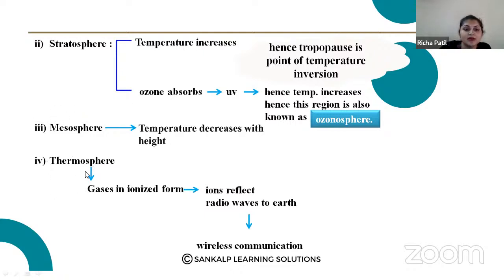Next is the thermosphere. In this thermosphere, most of the gases are present in ionized form. These ions reflect radio waves to the earth. This helps with wireless communication.